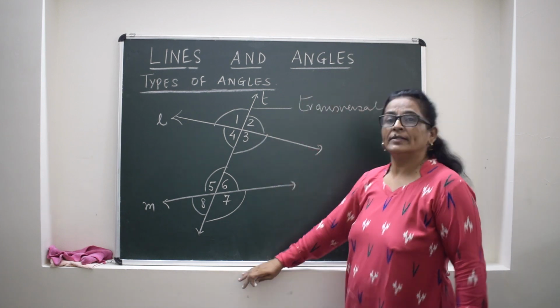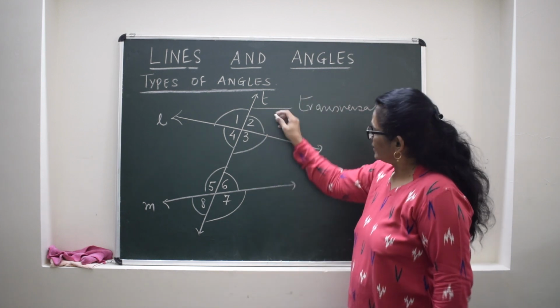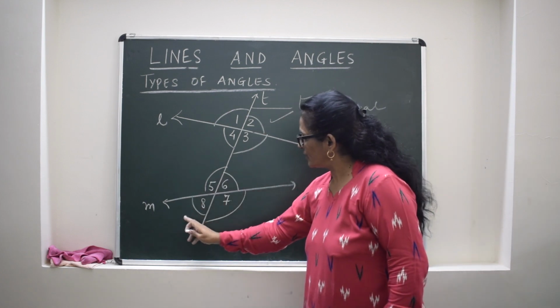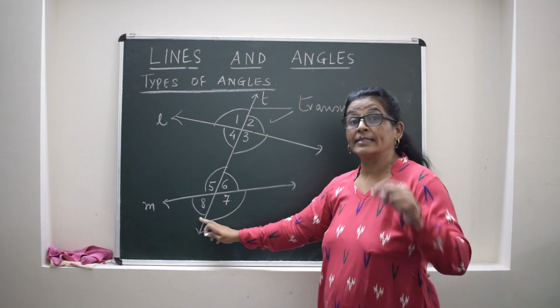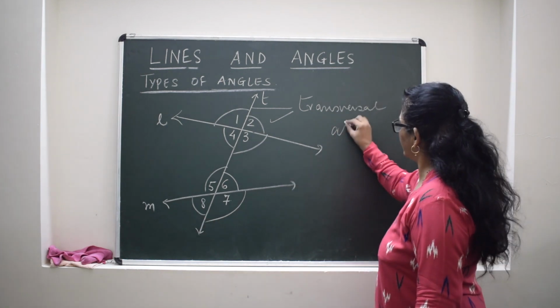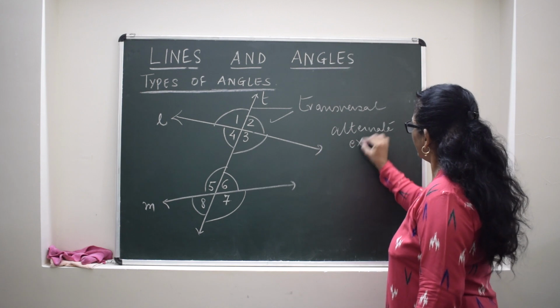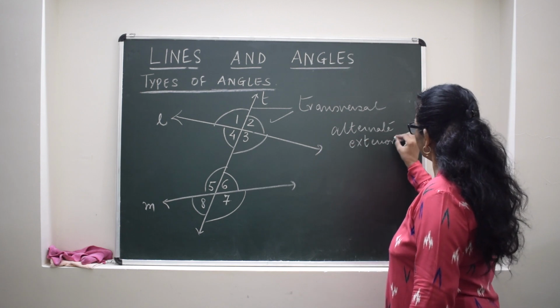Now here also we will discuss some pairs. Like this is outside here and this is outside. So that is called alternate exterior angles.